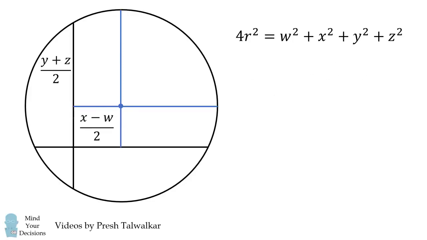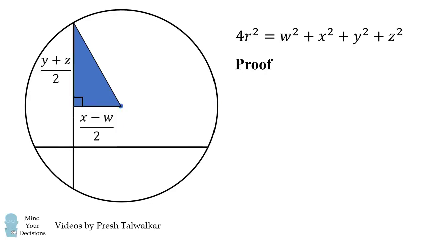All we need is one more trick. To prove this, we're going to draw this triangle right here, and it'll be a right triangle because these two chords are perpendicular to each other. Furthermore, notice that the hypotenuse goes from the center of the circle to the circumference of the circle. So its distance will be the radius of the circle.